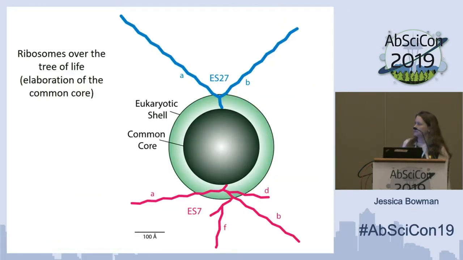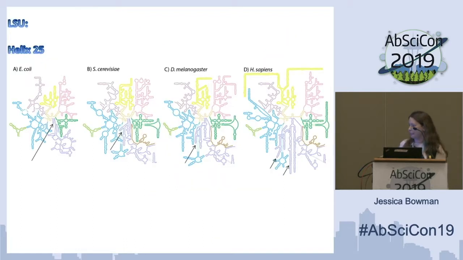If we look at these expansion segments relative to the diameter of the sphere, this common core, and then what we call the eukaryotic shell, so the expansions beyond that common core that's universal to all organisms, we see that these expansion segments, especially expansion segment 7 and 27 of the human ribosome, extend quite a long ways.